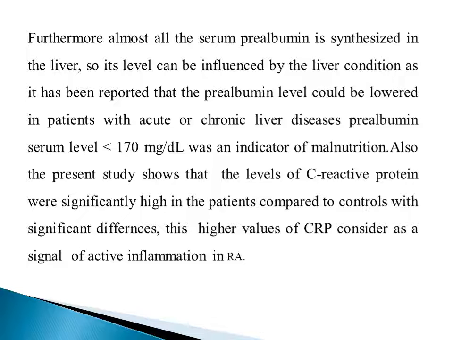Also, the present study showed that the level of C-reactive protein was significantly higher in patients compared to controls. This higher value of C-reactive protein is considered a signal of active inflammation in rheumatoid arthritis.